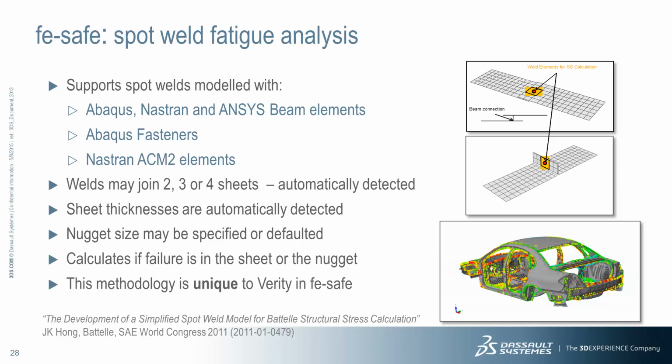This development shows how FE-Safe uses the information from the FE model intelligently. So for spot welds, we're already auto-detecting the number of sheets and their thickness. This means that the number of sheets and their thickness can vary in the model, and this can be auto-detected. We can also calculate default nugget size for spot welds if the user has specified them. And this results in the amount of input from the user being reduced. So that reduces the number of potential mistakes.